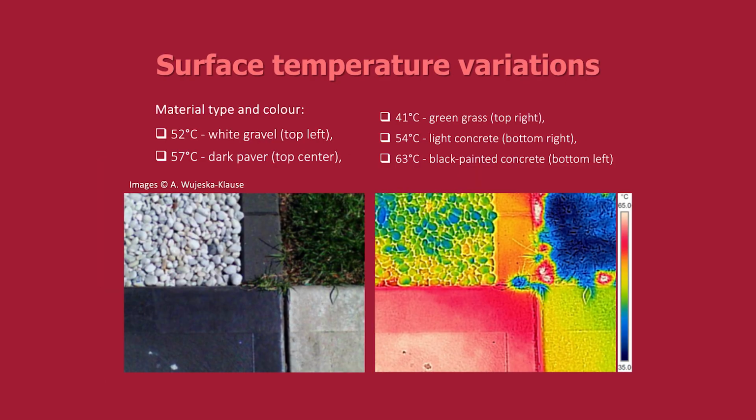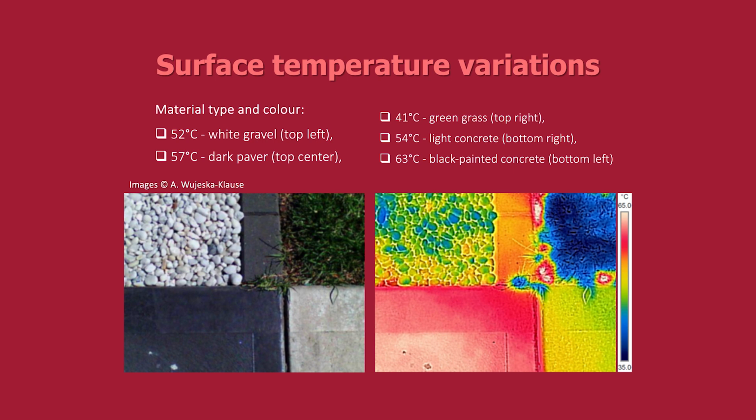Because surface types are determined by material type and its color, and whether or not they are shaded. And here I have an example of 5 different surface types. We have white gravel, we have dark paver, we have green grass, and below you have concrete, one that was light in color and one that was painted black. Very common surfaces. You have probably seen them everywhere. They are very typical for urban environments.